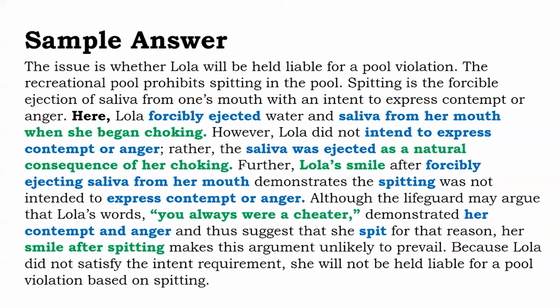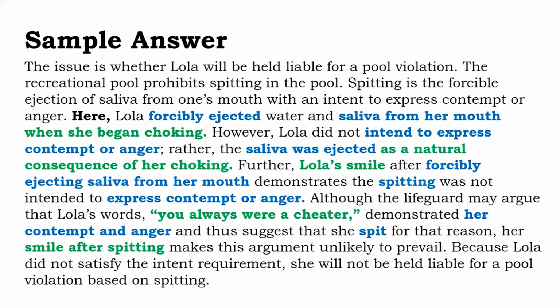So we start with the issue. And here we're only using the highlighting method for the A, the application or the analysis. Okay, but let's run through the IRAC. So the issue is whether Lola will be held liable for a pool violation. The recreational pool prohibits spitting in the pool. Spitting is the forcible ejection of saliva from one's mouth with an intent to express contempt or anger. Okay, so there we have our issue, our rule, our sub-rule.